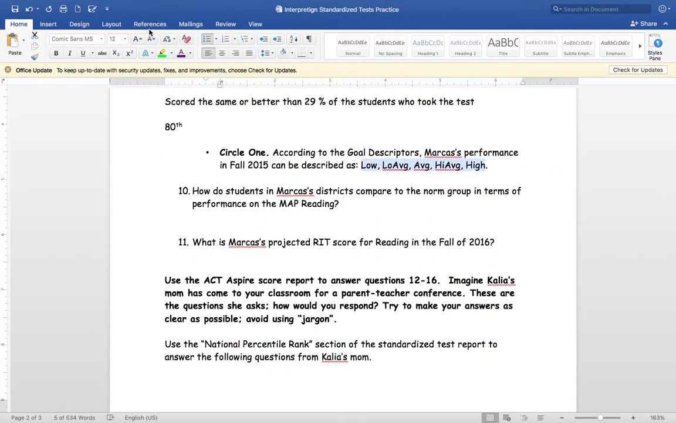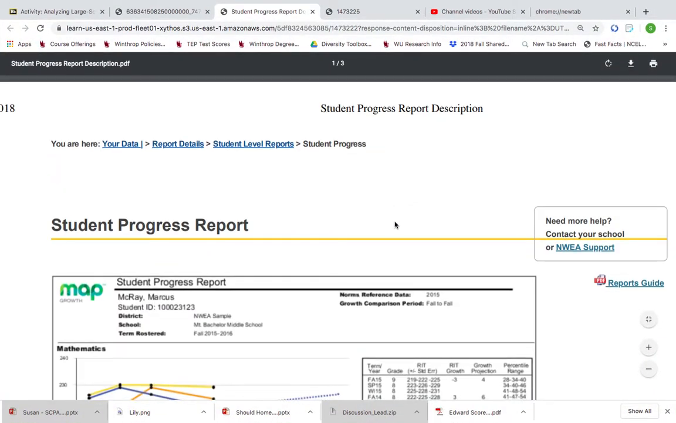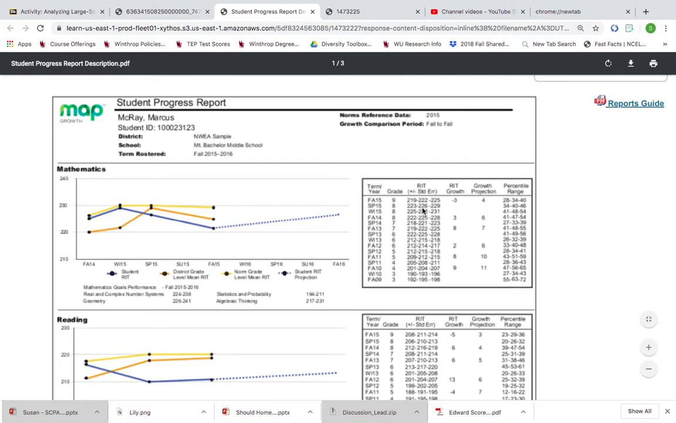Okay, so that's Marcus. Your big overview for the MAP is there are typically 3 scores. MAP calls their scores RIT. It's just what they call the score. And you always want to go in the middle.